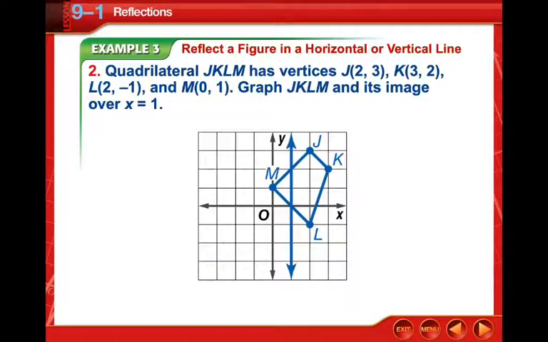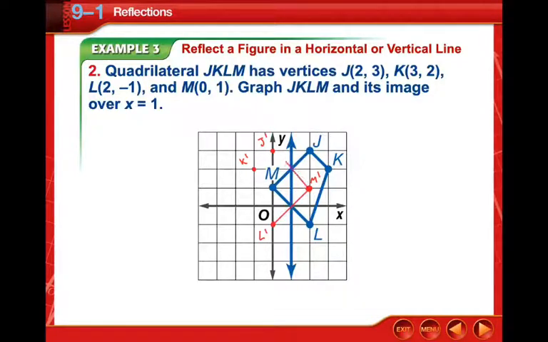So M being 1 to the right from our line, M prime needs to be 1 to the left. Or right, I mean, M was on the left. J is 1 to the right, so J prime is 1 to the left. K is 2 to the right, K prime will be 2 to the left. And L is 1 to the right, L prime will be 1 to the left. And again, we're ready to go ahead and connect our points.